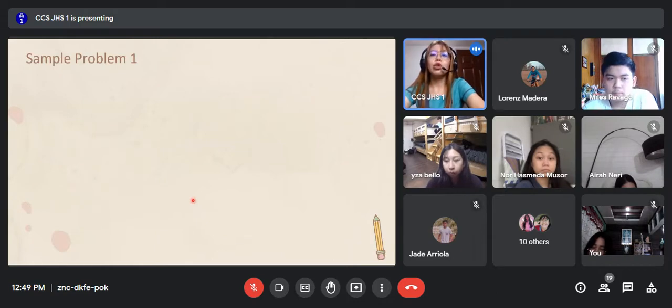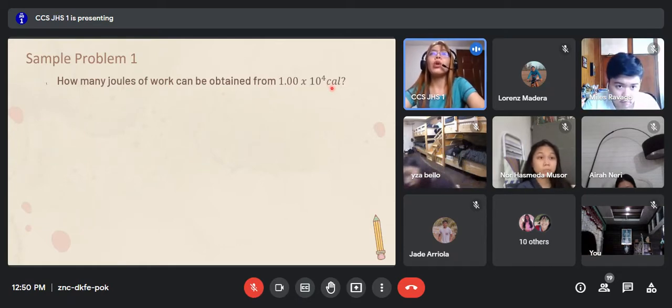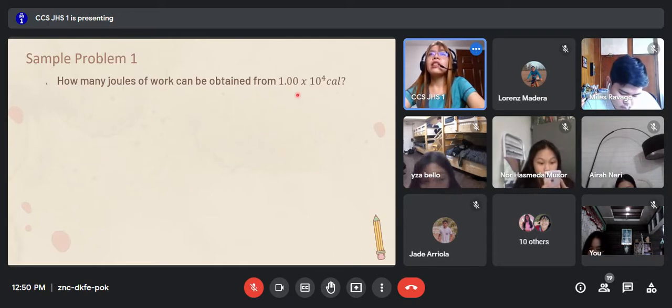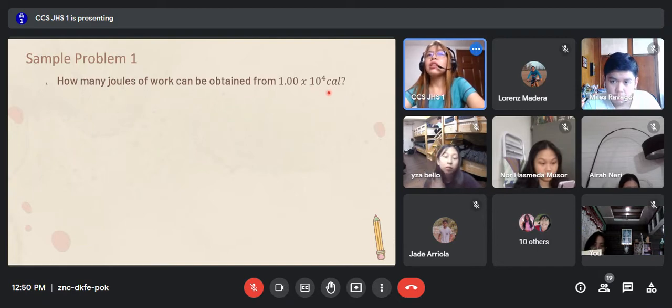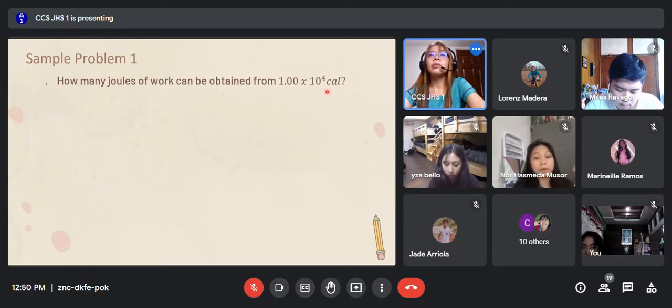So I want you to do this in your notebook. How many joules of work can be obtained from 1.00 times 10 to the power of 4 calories? So you are asked to solve for work. And the given in this problem is only calorie. What is calorie? Is this work, heat, or energy? Kindly use your microphone. Heat. Okay, so this is our heat.